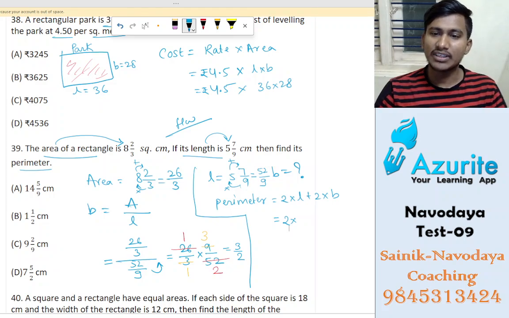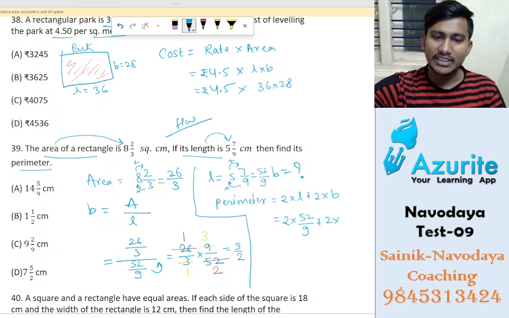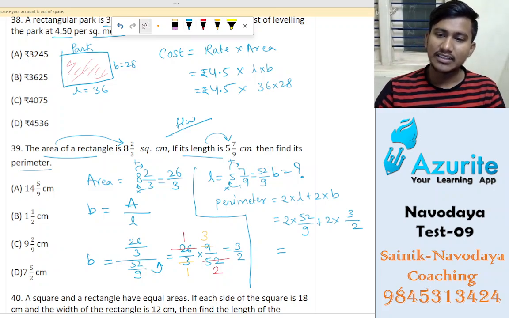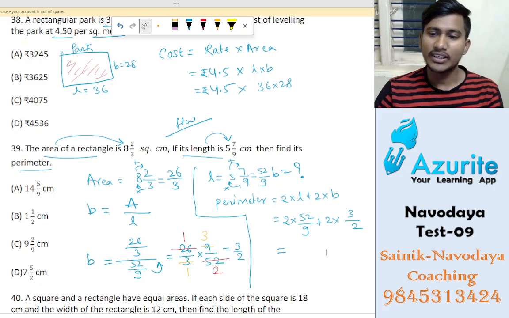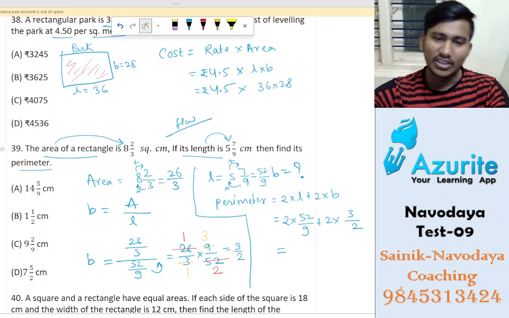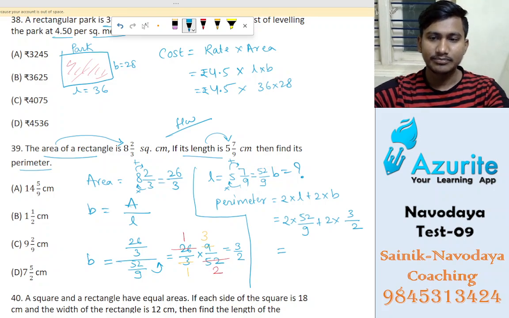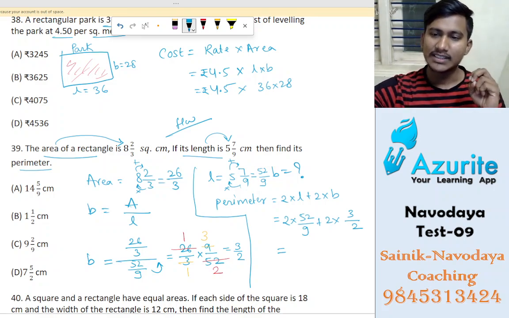Here length we have 15 by 52 by 9, right? So 52 by 9 plus 2 times breadth. Breadth is how much? We just now got breadth, that is 3 by 2. So here actually this question will not come. Why? Because there is a different denominator and they will not give addition. So leave it. If you know how to do it, you do it, otherwise you can leave it. Okay, understand? So if you want to do it, the answer will be how much?